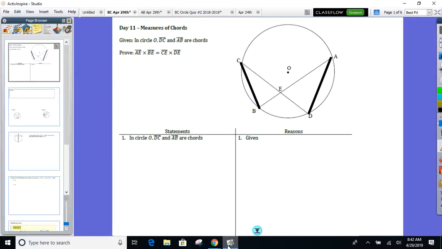Prove AE times BE equals CE times DE. Dig deep. Where have we seen that proof statement before? What unit have we done this already? Oh, well, we've done a lot of triangles. We've done probably 3 units of triangles. Similar triangles, yes. This is a similar triangle proof. So before we get into anything here, let's prove the triangles similar.